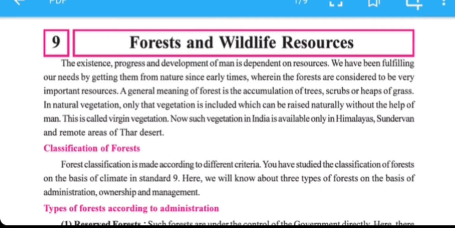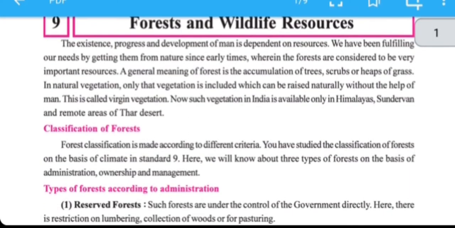So the first important question is, what is virgin vegetation? The answer is the vegetation which is grown naturally without the help of man. This is known as virgin vegetation. Now, where is such vegetation found? It is found in the Himalayas, Sundarban in West Bengal, and remote areas of the Thar desert. Virgin vegetation means those trees which are grown naturally without the help of man.